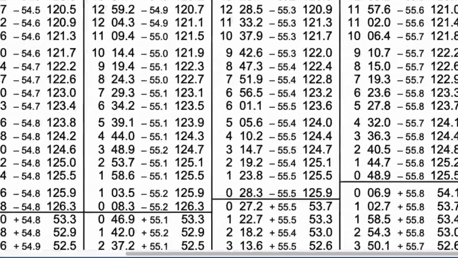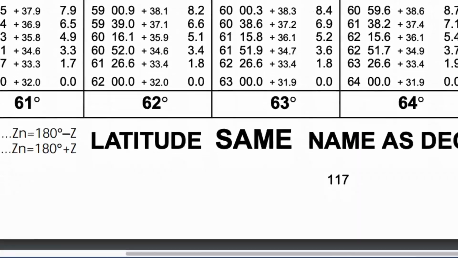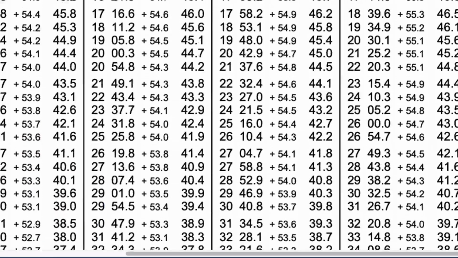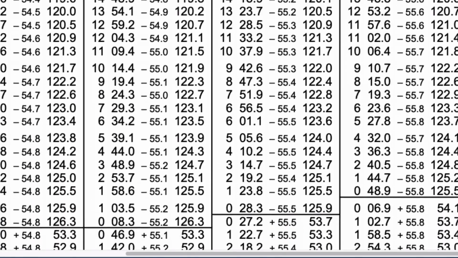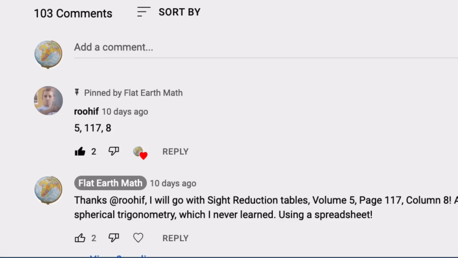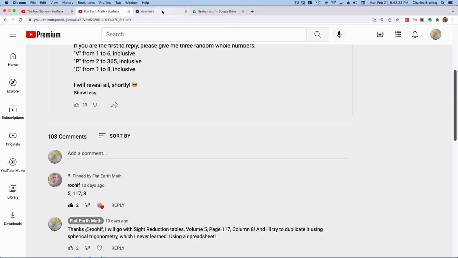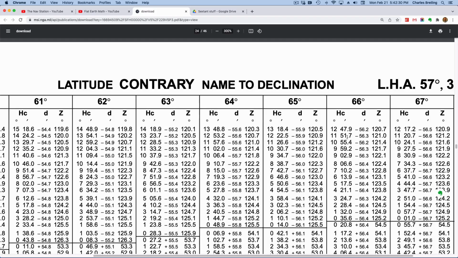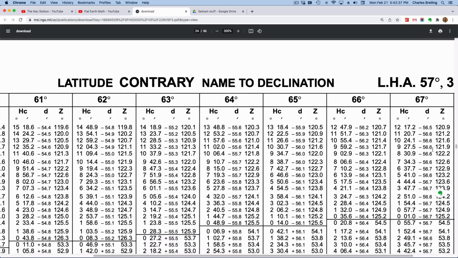So let me scroll down. Here's page 117, and this is volume... what did I just say? Volume 5, which has pretty high latitudes, and he said column 8, which is actually 67 degrees. So I'm going to focus in on this far right-hand column.